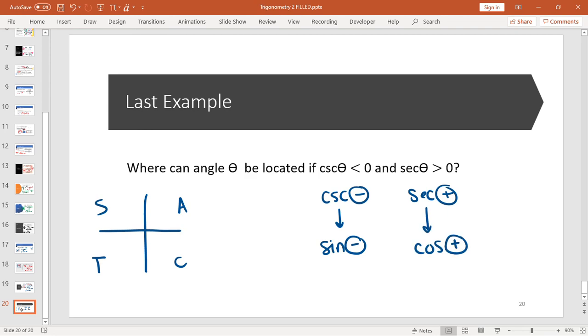So where is sine negative and cos positive? Sine is negative in 3 and 4. Cos is positive in 1 and 4. The only quadrant that answers that question or satisfies all those requirements is quadrant 4. So in this case, all you have to answer is a quadrant. They didn't give you any numbers, so you're not going to find any exact angles. And that's all we have for Trig 2.